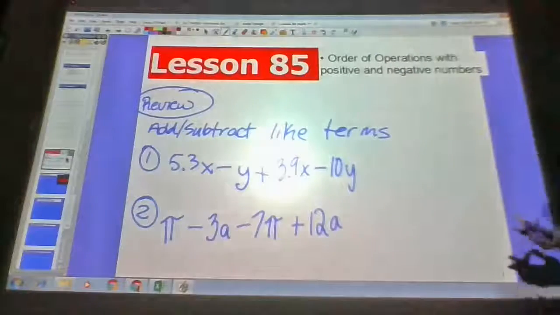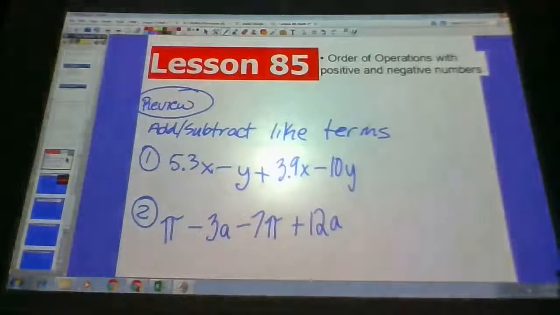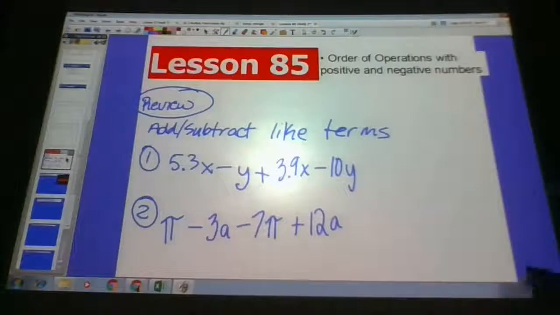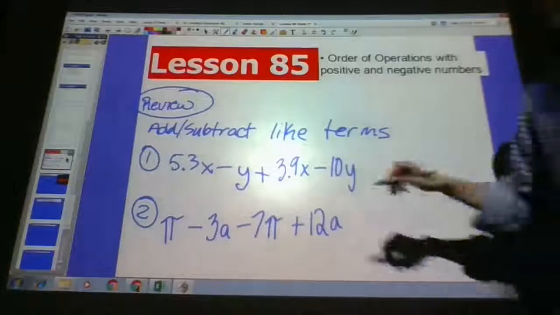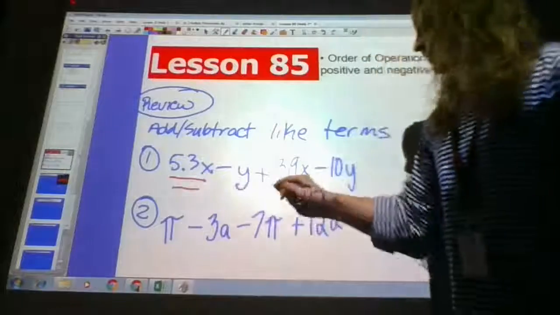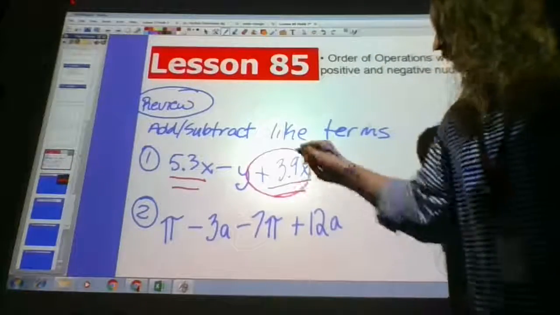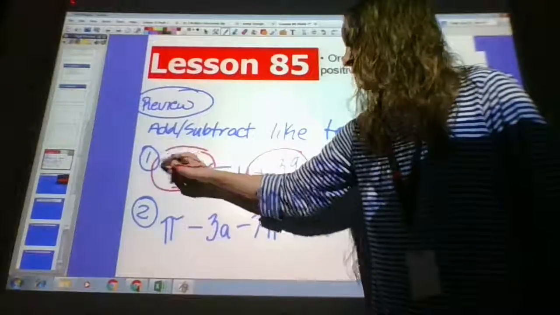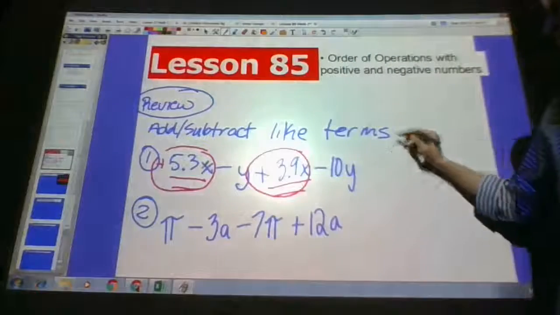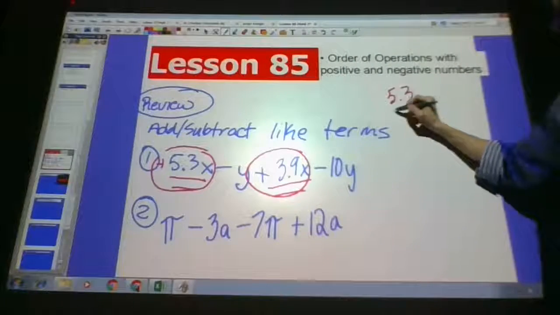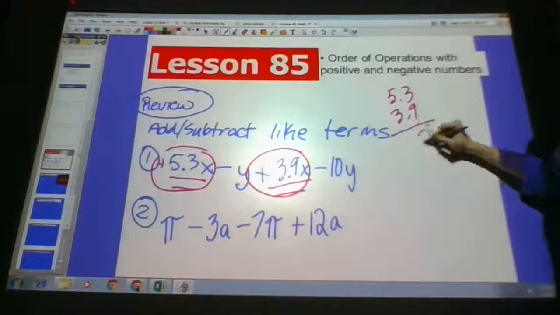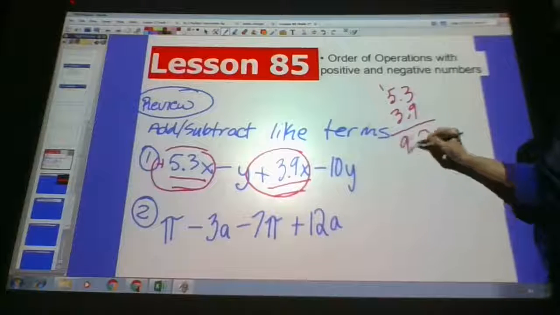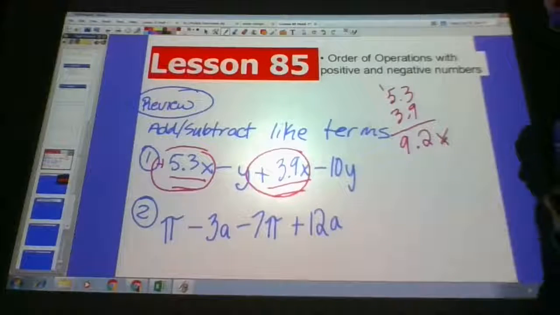Now we can get ready for order of operations with positive and negative numbers. If you can get this in your notebook, pause at any time to get it in. Otherwise, when we add or subtract like terms, once again, the X's are like terms. Use the symbol in front of them. And so that's actually a positive. 5.3 plus 3.9, just line up your decimals. You get a 9.2x, because they're both positive.